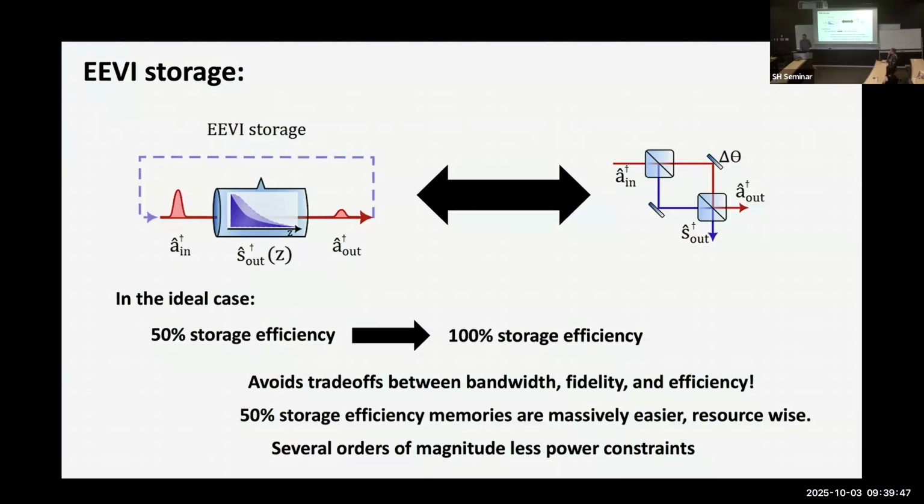So we avoid all these nasty trade-offs with trying to increase the control field or playing around with the parameters. And 50% storage efficiency memories are dramatically easy, orders of magnitude easier to use relative to 100% efficient memories.